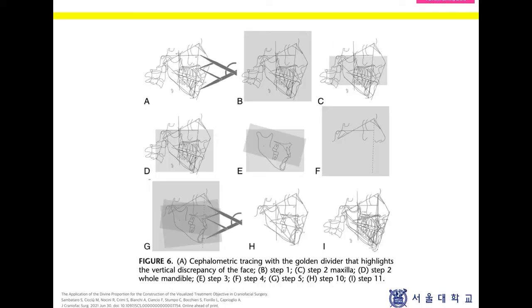The second case is a female, 20 years old, with a severe sagittal discrepancy and a severe open bite, selected to demonstrate the method to forecast the movement of the upper jaw and the consequent adaptation of the mandible. Perform the divine proportion analysis and focus on the incongruity by the use of the golden divider.